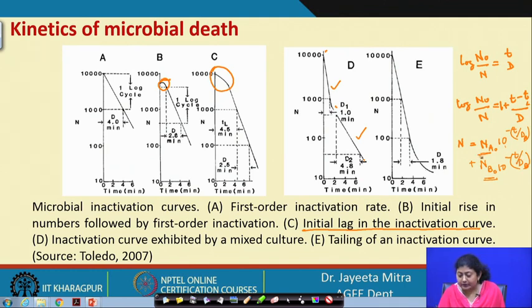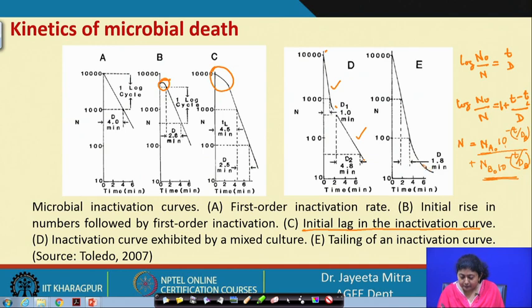So, then only the first term prevails, that is shown by the first part of the curve, and in the next section, where the time is significantly higher, the importance of the next curve will be shown, that is because of the second or more heat resistant microorganism.